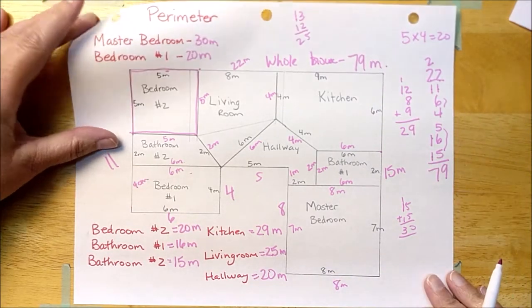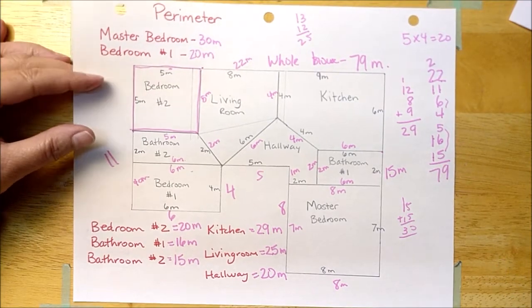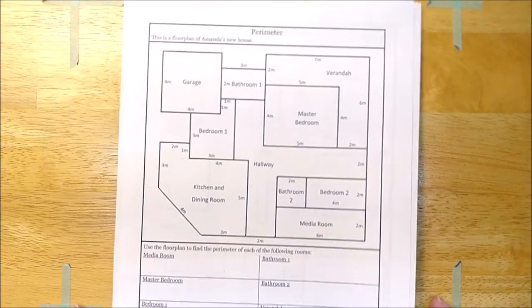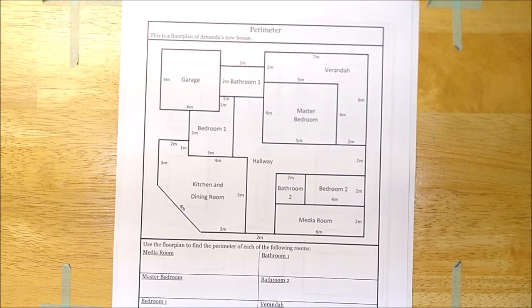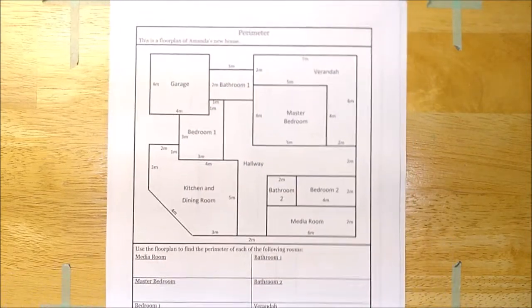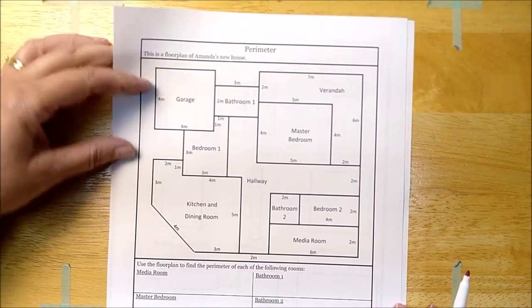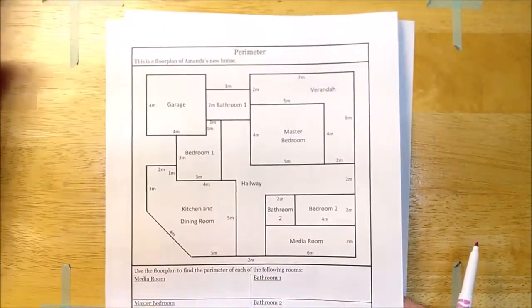Cool. So you are going to be asked to do something like that today in math. And actually this is going to look just like this. So that is Amanda's new house. You need to figure out the perimeter of all of those rooms in her house. And if you want to, you could even figure out what the perimeter of the whole house would be.